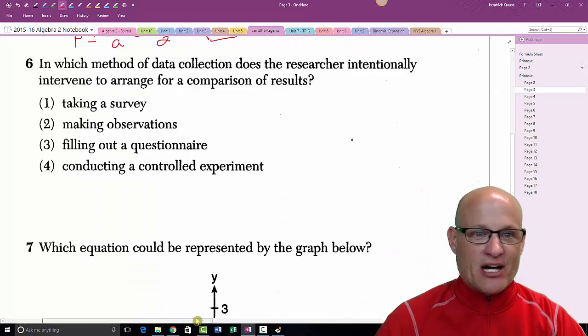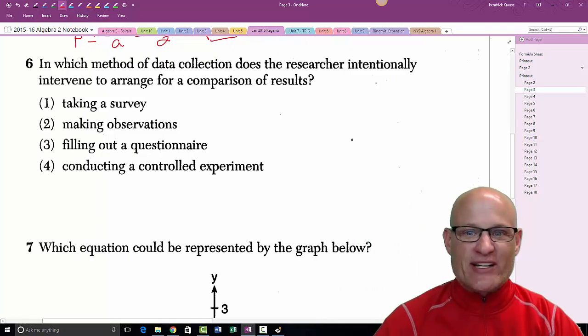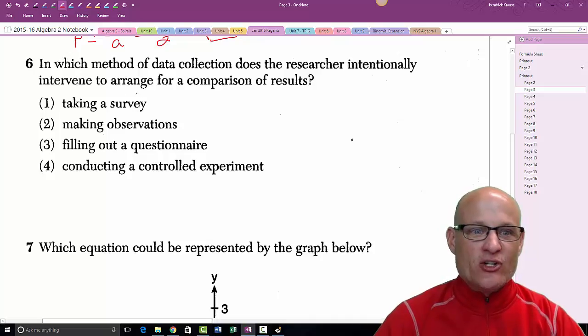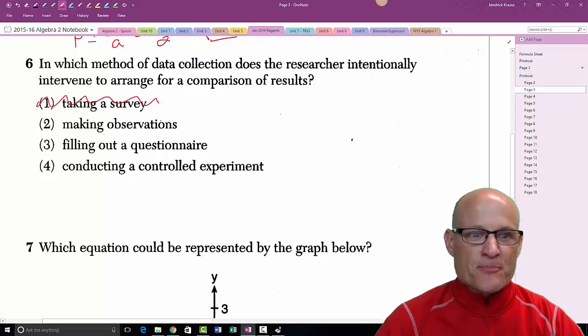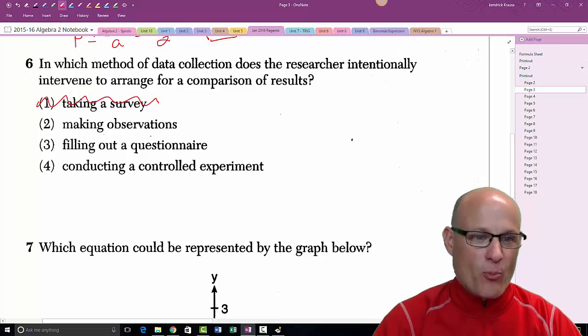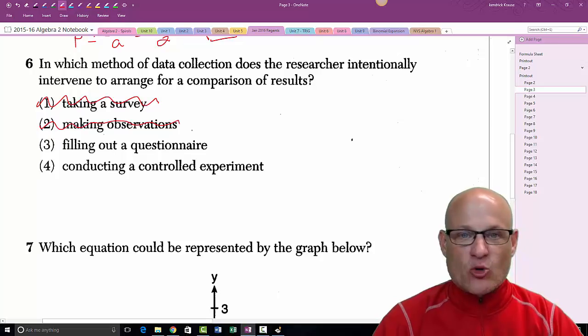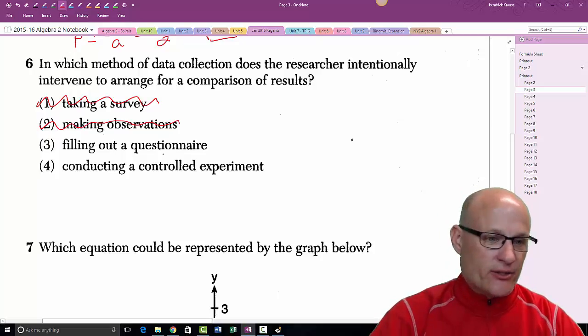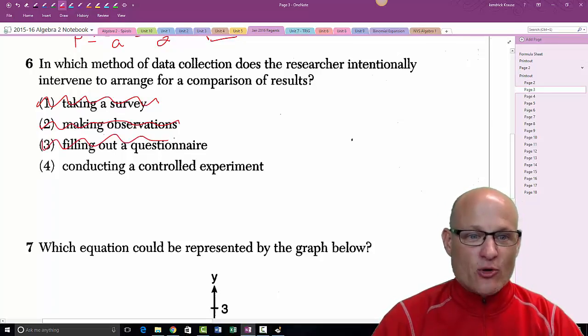In which method of data collection does the researcher intentionally intervene to arrange for a comparison of results? So, when you take a survey, are you intervening? No. People are just answering questions. When you make observations, are you intervening? Intervening means you put yourself into the situation. Nope. When you have people fill out a questionnaire, are you intervening? No. When you conduct a controlled experiment, absolutely.